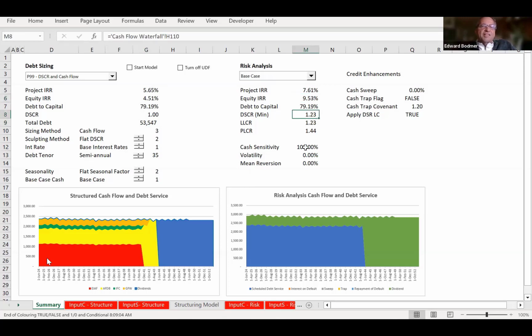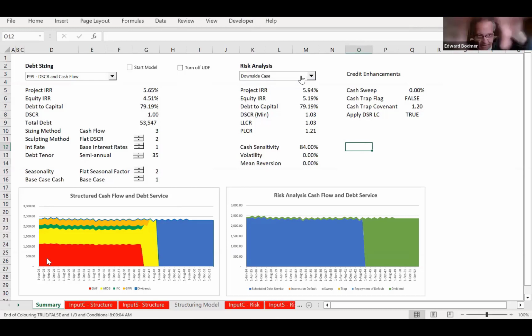And if we use the base case assumptions, even though this was 1.0 at a P99, this is 1.23, and we put the PLCR and LLCR, and then you can do a downside case. And you notice that this time, here's the big deal. There was no little picture coming around. There's no recomputing of all the complicated stuff here. This blue level of debt is the aggregate level of debt. Maybe I'll go back and put the debt to capital back in.